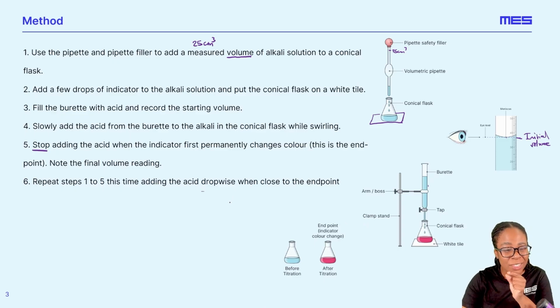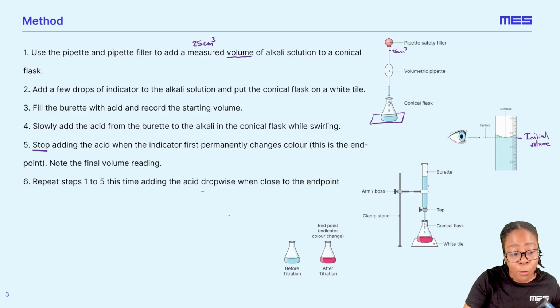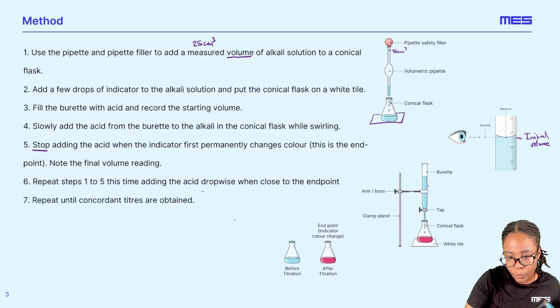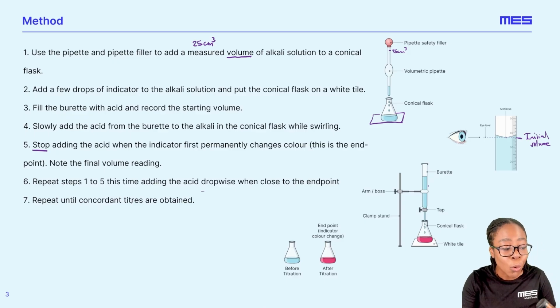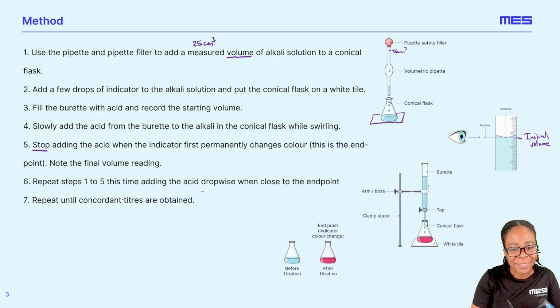That means we're going to get the most accurate volume possible. We're going to repeat that until we obtain what we call concordant titers, or concordant results, and we'll talk about that in the next slide.